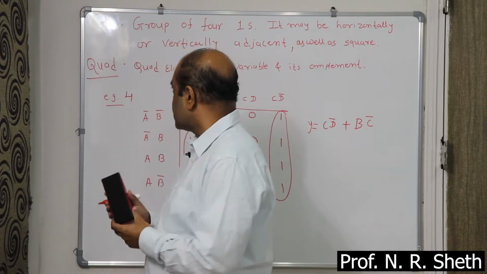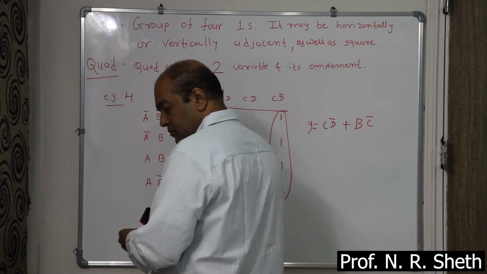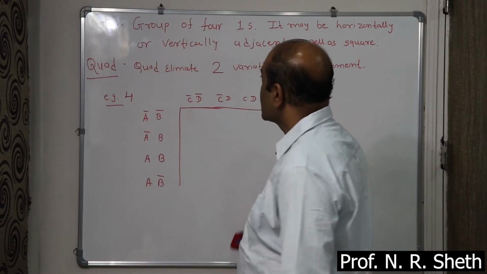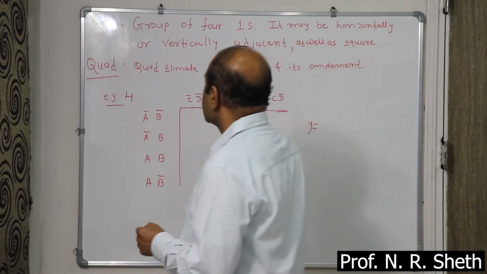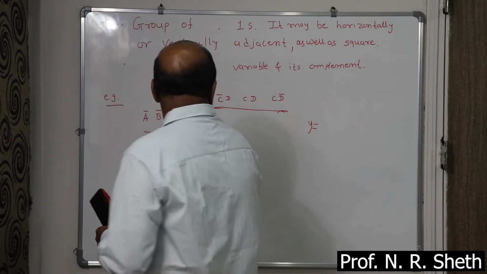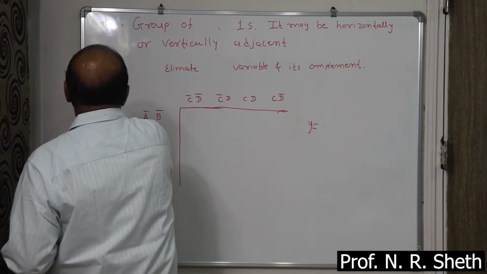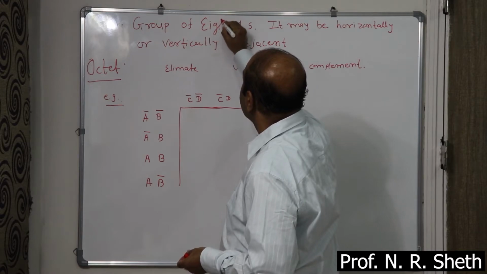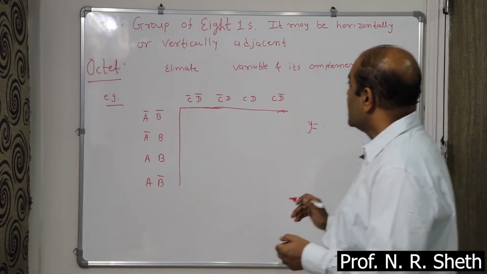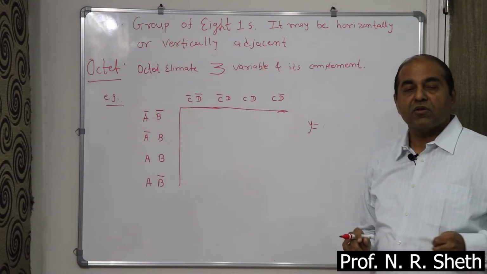Now, the third one, that is the octet. Octet means it is a group of 8 ones. It may be horizontally or vertically adjacent, and an octet eliminates 3 variables and their complements.